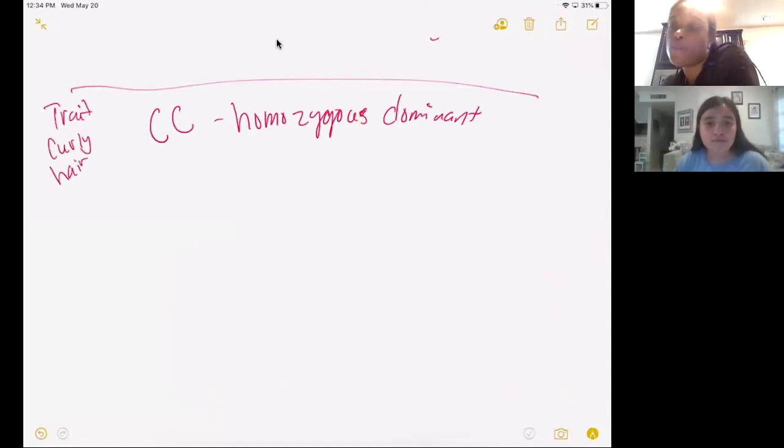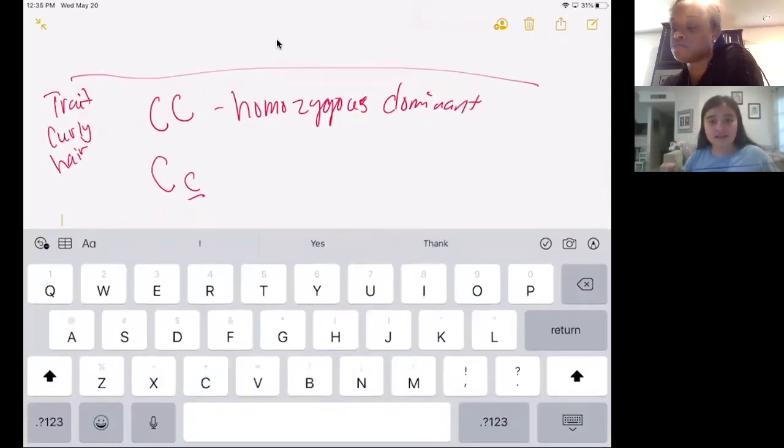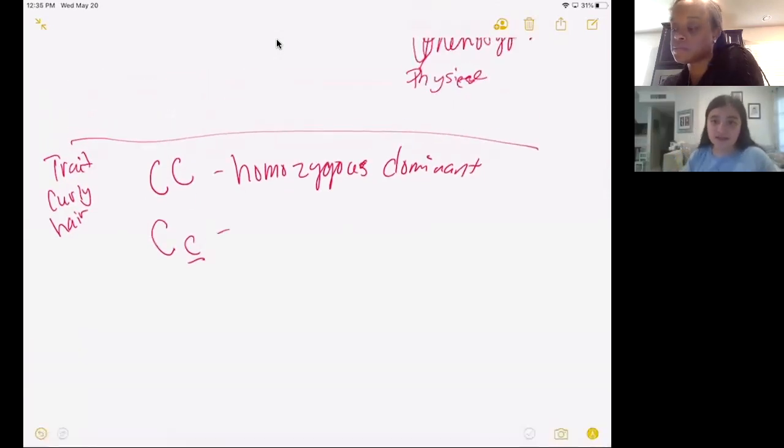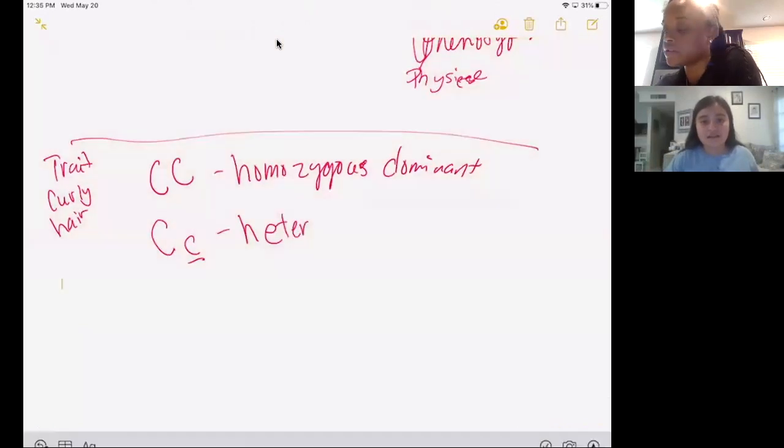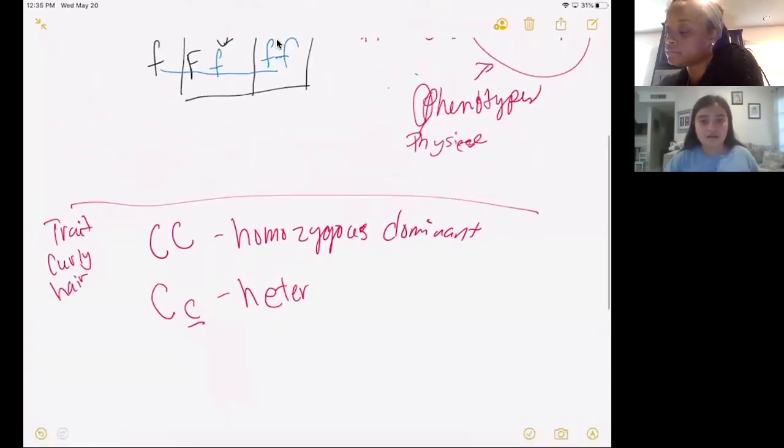All right, so what if you have capital C, lowercase c? I'm going to put a line under there, that way you know it's lowercase. The uppercase C is dominant, so it would be homozygous dominant. Good. But you also would say this one is heterozygous, or the same alleles, right? Or two different alleles.